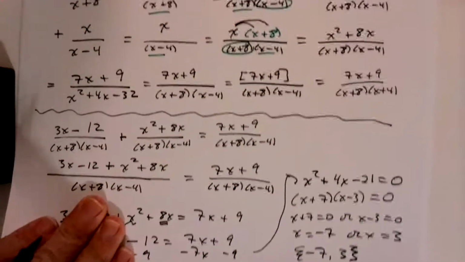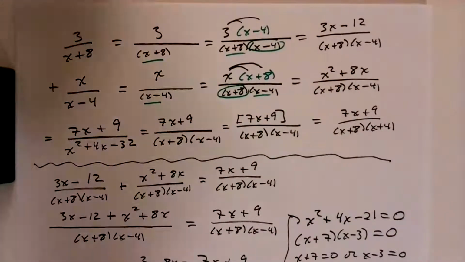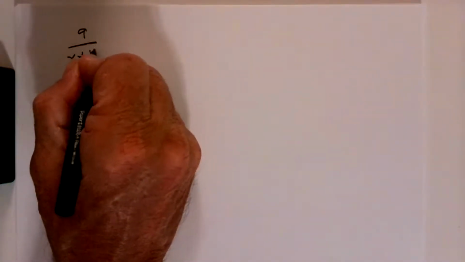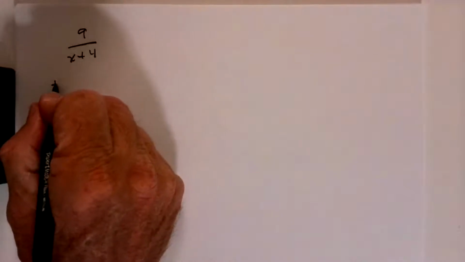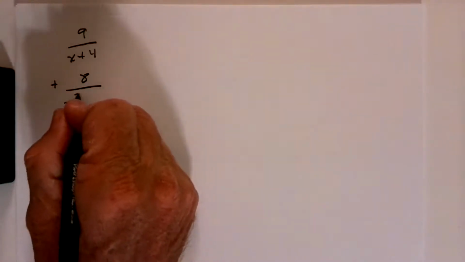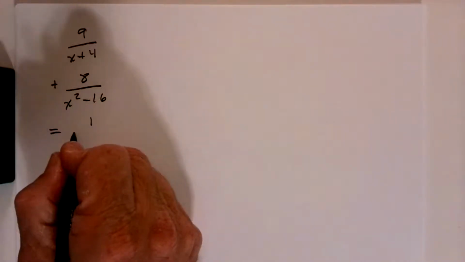All right, let's take a look at one more question here in the world of rational equations. This time we will look at 9 over x + 4, plus 8 over x squared - 16, equals 1 over x - 4.